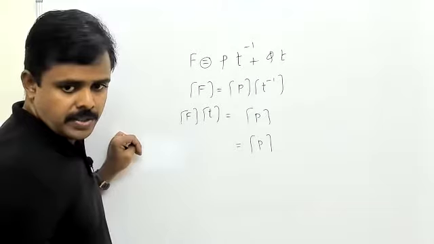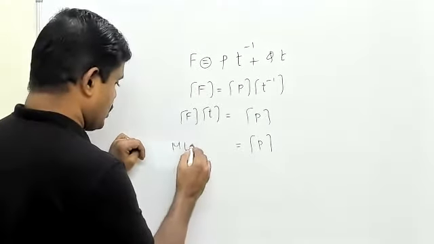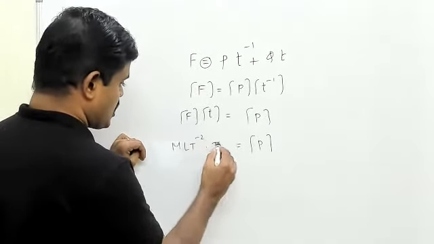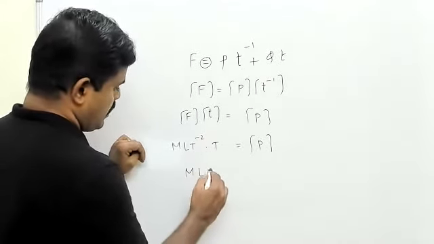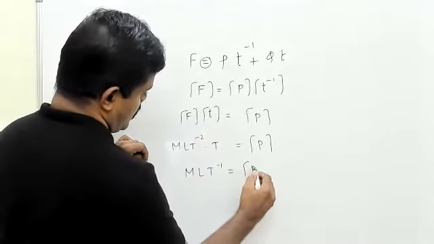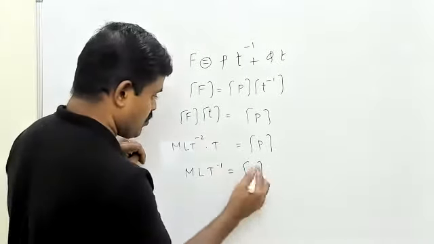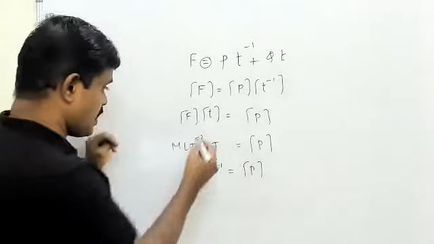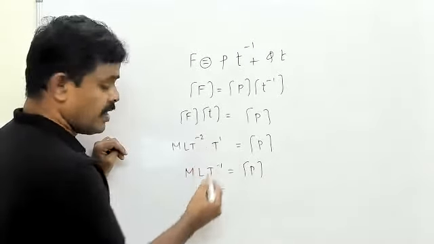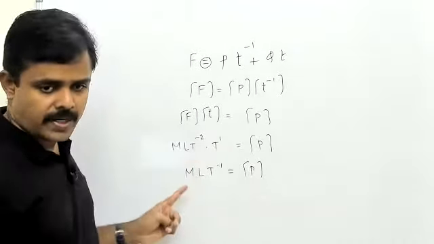Force is mLT raised to minus 2 into time is T. Then that is mLT raised to minus 1. It is the dimension of P. Look at that. T raised to minus 2 and T raised to 1, so it is T raised to minus 1. mLT raised to minus 1.